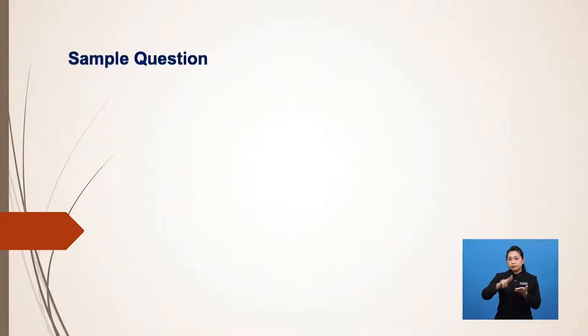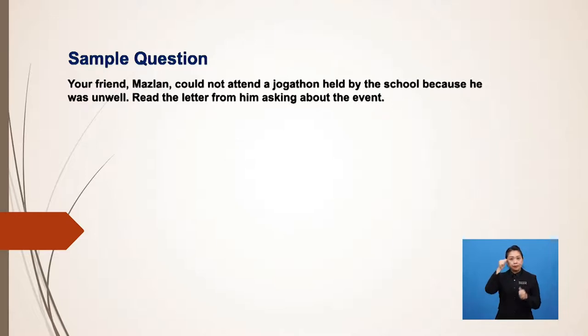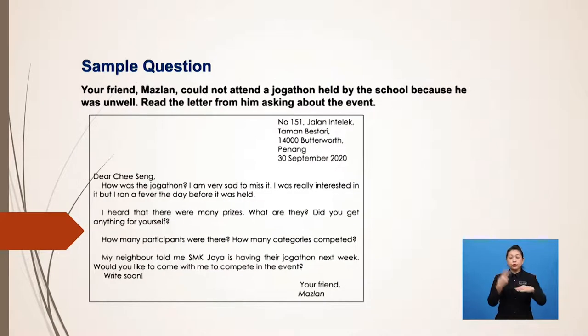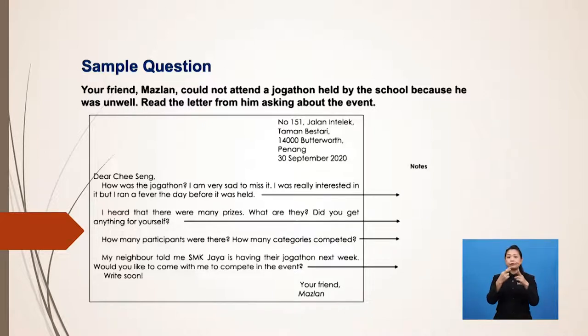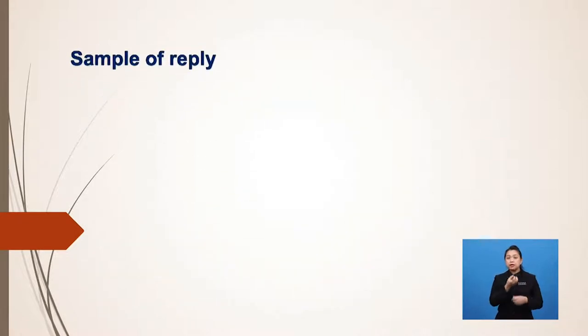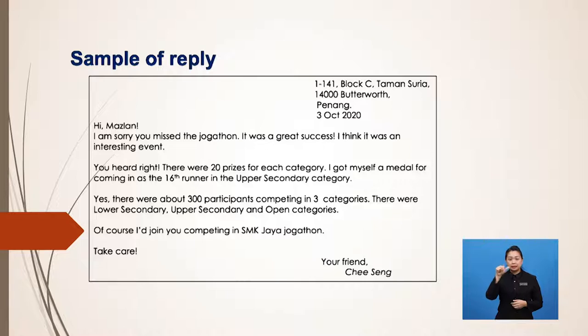Read the question given. Remember that you have to use the notes given in your reply, and you have to write at least 100 words. You should include description about the jogathon, express sympathy to Mazlan, describe the prizes, tell Mazlan if you won anything, tell Mazlan the number of participants, tell Mazlan the categories, tell Mazlan if you're coming with him to SMK Jaya Jogathon.